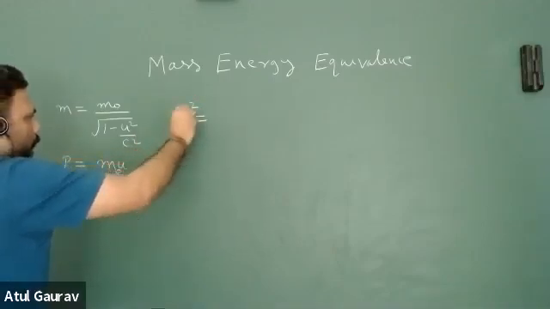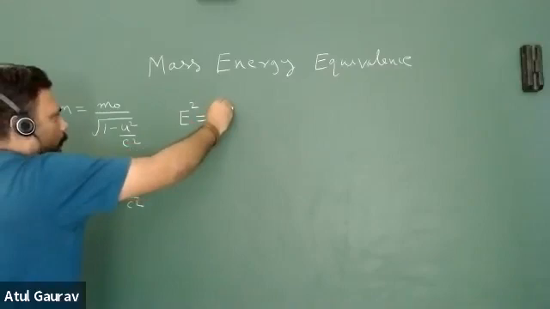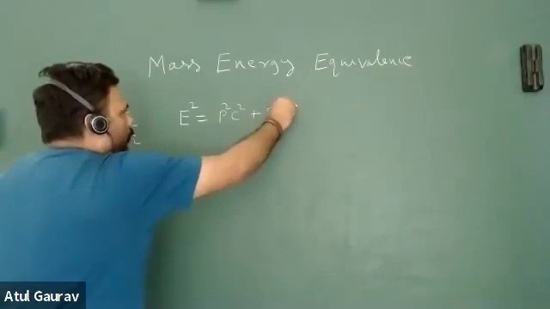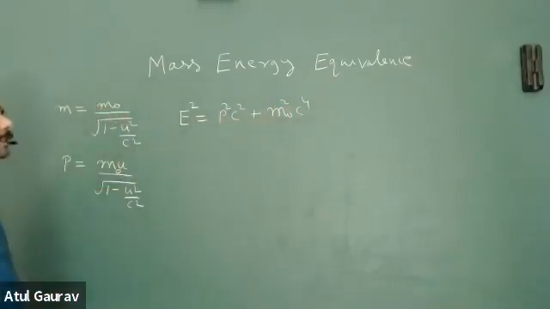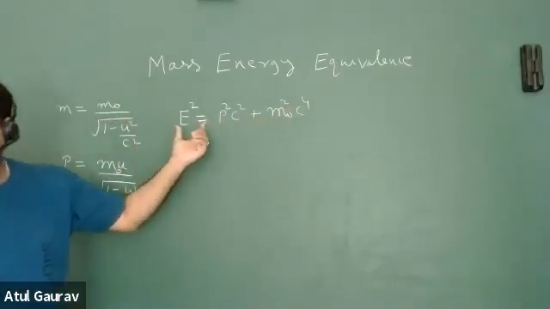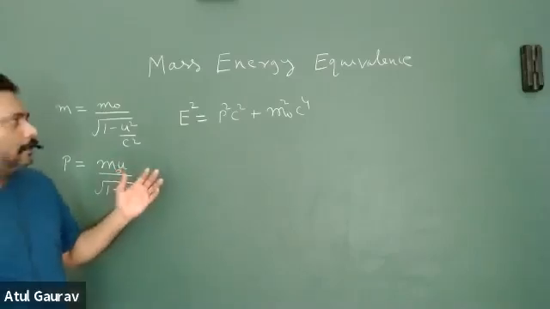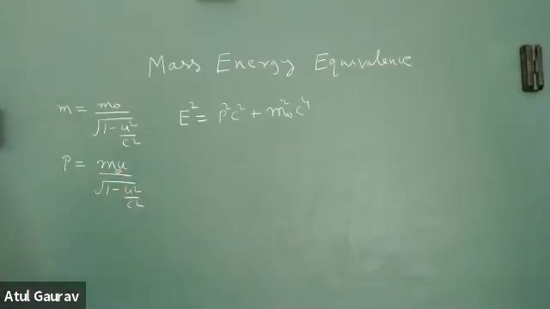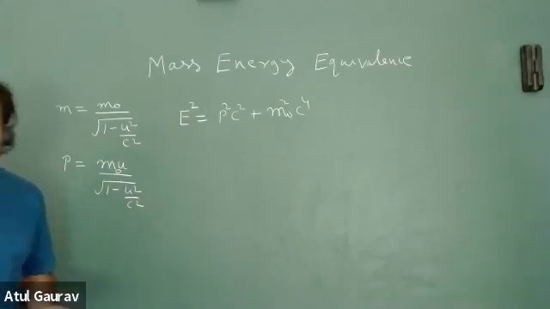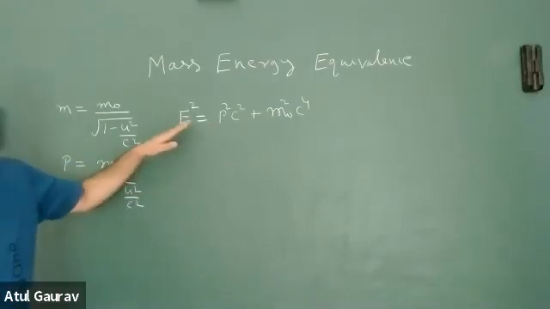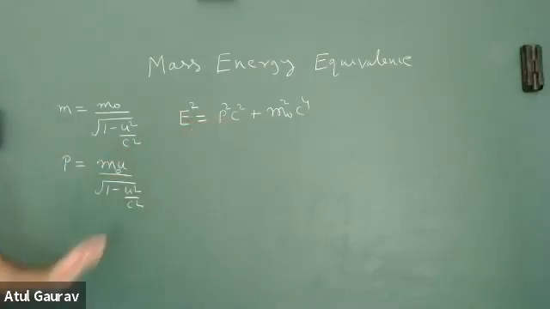E square is equal to P square c square plus m naught square c to the power 4. This is one of the wonderful expressions of energy and momentum. The energy momentum expression is very important, because in classical mechanics and in quantum mechanics we have this sort of information, and there it will work very nicely.